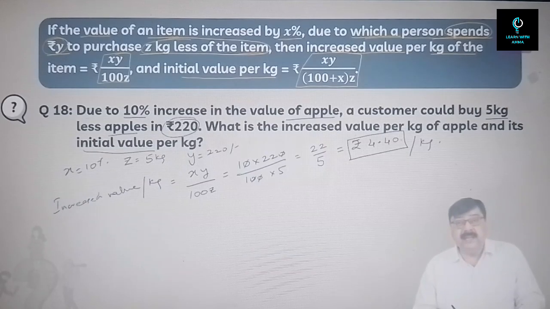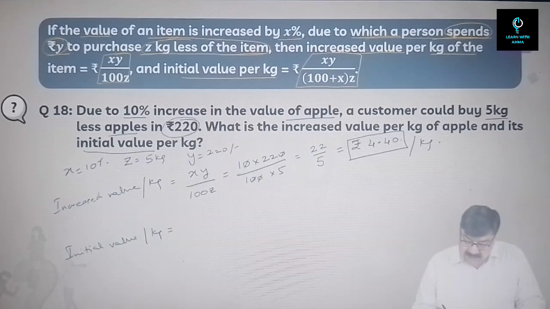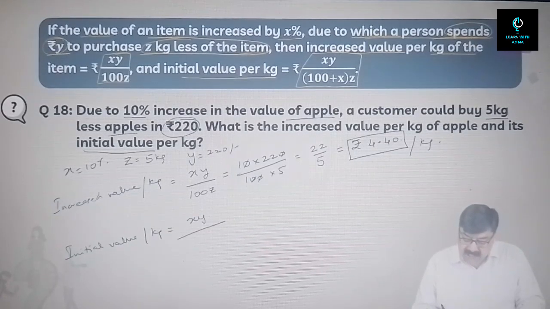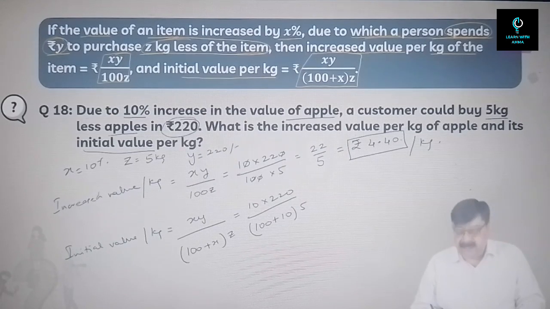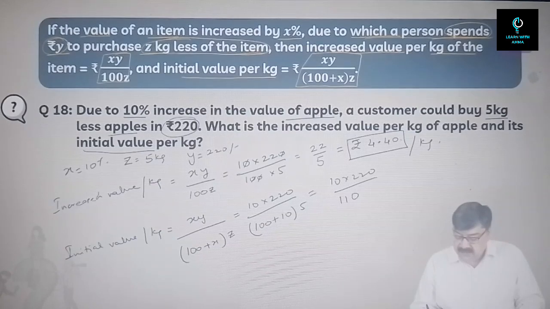Initial value per kg, let us see, initial value per kg is to be found out using the formula xy by 100 plus x into z. So that is 10 into 220 by 100 plus 10 into z. So this is 10 into 220 by 110 into 5.